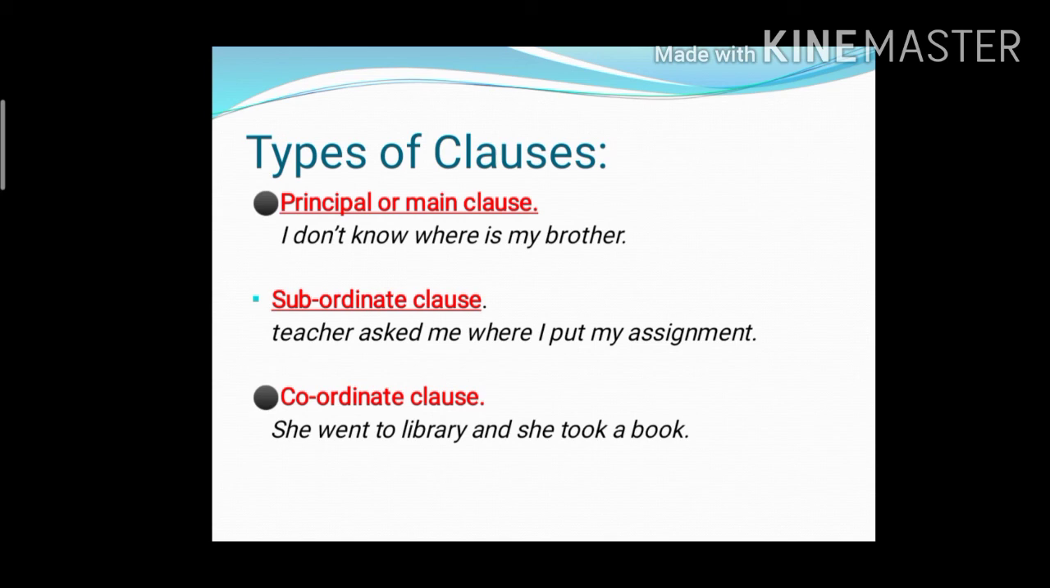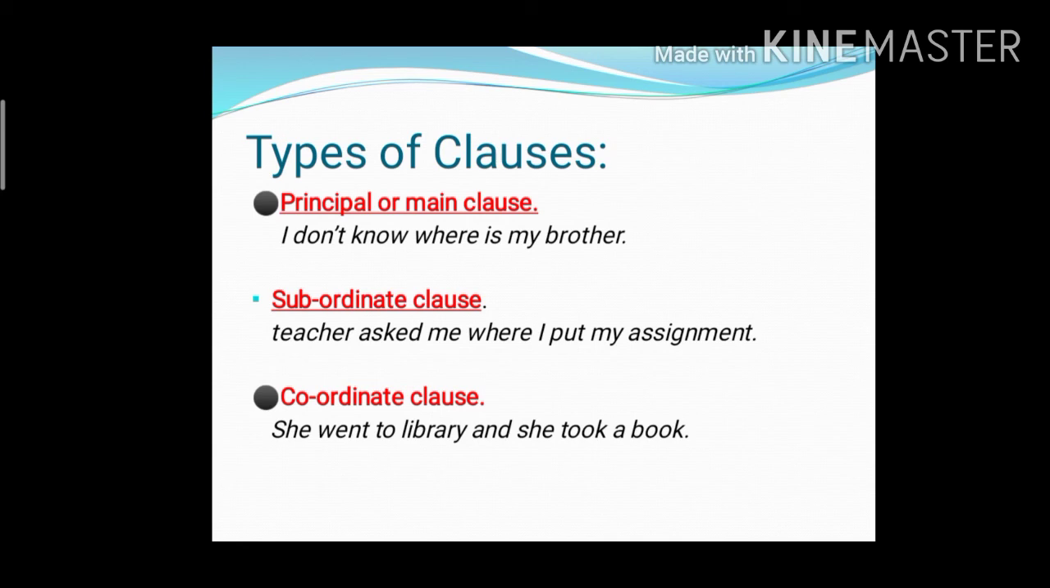Whereas a subordinate clause may be defined as one that does not stand by itself alone and does not convey a specific or complete meaning. Here we have also joined two statements: Teacher asked me where I put my assignment. Now we have to identify which clause is subordinate. Here, our second clause, where I put my assignment, is a subordinate clause.